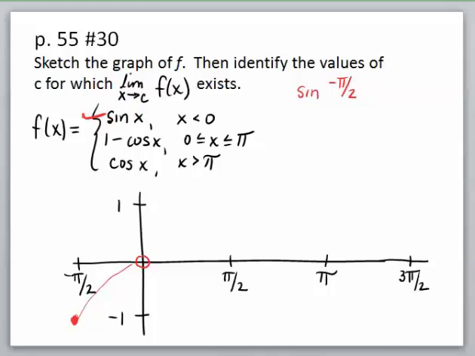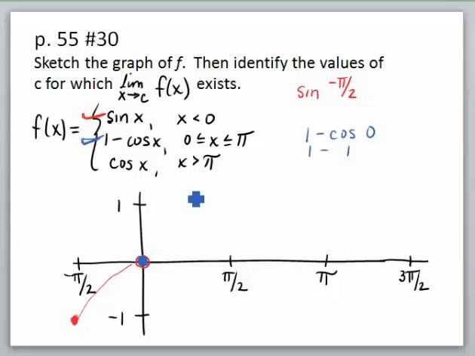I'll change colors so you can now see 1 minus cosine x. It says from 0 to pi, so we're going to plug in 0. So I have 1 minus cosine of 0. The cosine of 0 is 1, and so I have 1 minus 1, which is 0. So it actually fills in this dot, which means there is no hole here in this graph anymore.